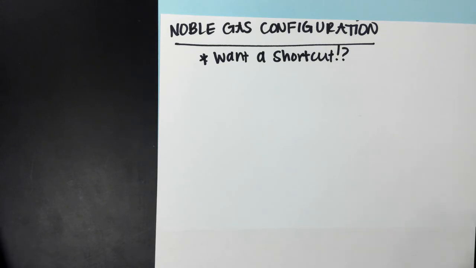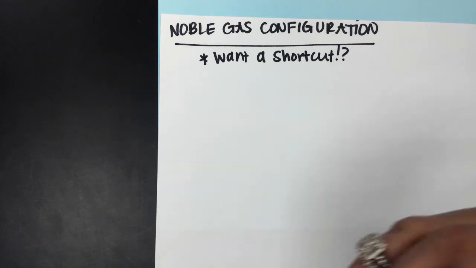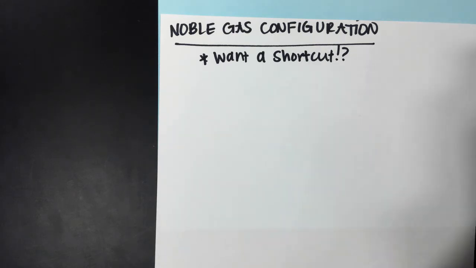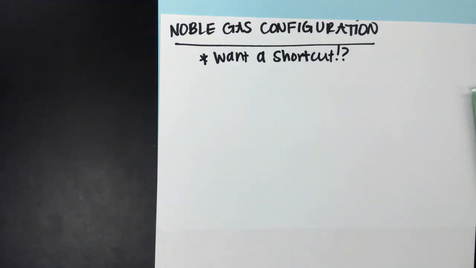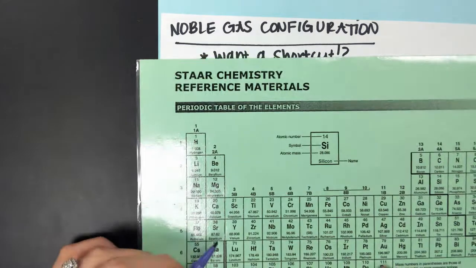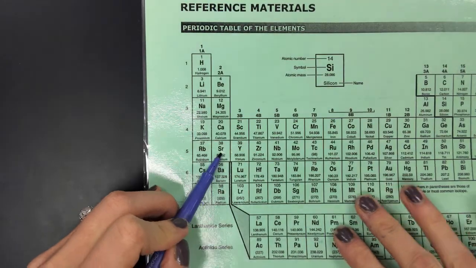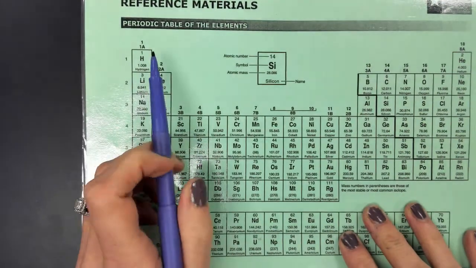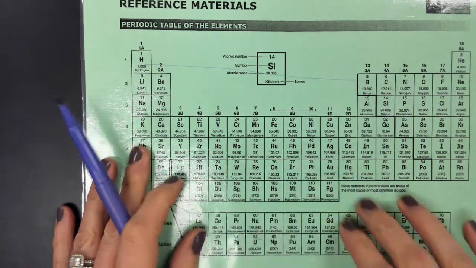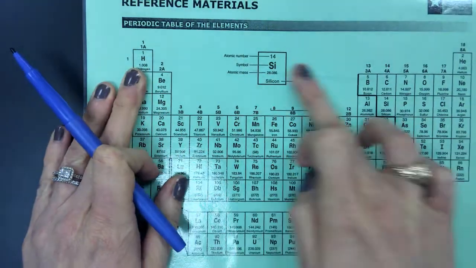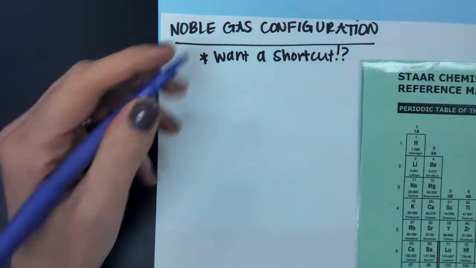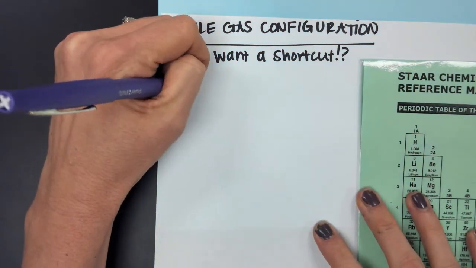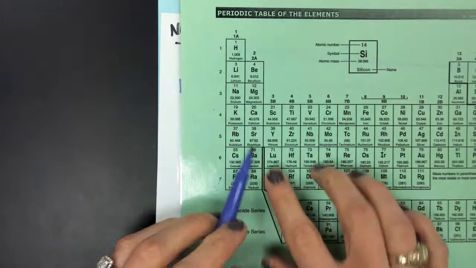Okay, so for electron configuration, the full electron configuration, let's do something just brutal. Let's do strontium. Okay, so we're going to start all the way up here at hydrogen. All the way at hydrogen. Energy level 1, sublevel S, 2 electrons there. We are doing, guys, strontium.